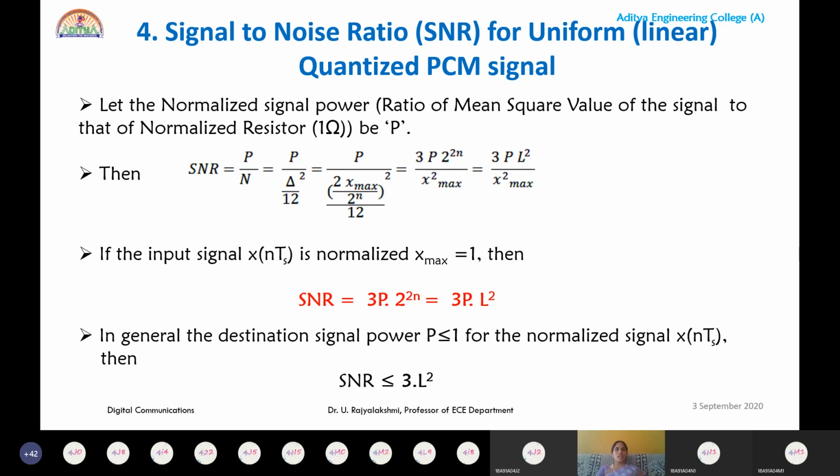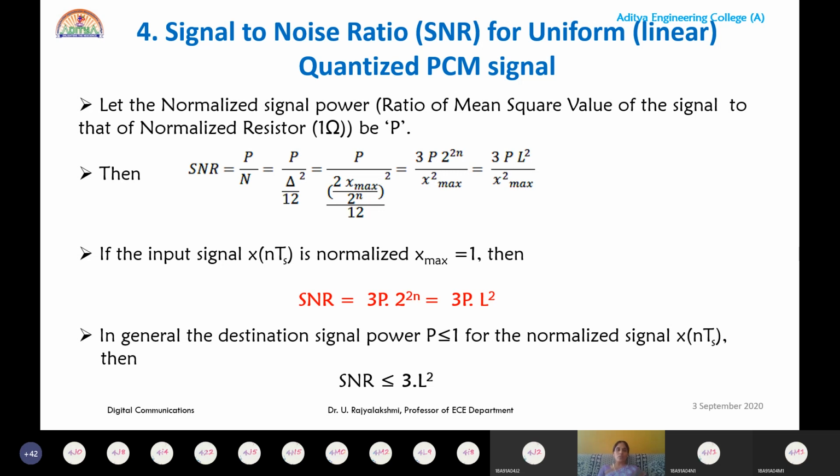2 square x square max divided by 2 power 2n. You will get this because 2 power n whole square is 2 power 2n. So that is down in the denominator. You can take this 2 power 2n to the numerator, because in the denominator you will have 2 power 2n and 12. So take 12 2 power 2n to the numerator, and 2 square you will have in the denominator. So 4 and 12, if you cancel, you will get 3 in the numerator. So 3 into 2 power 2n divided by x square max.